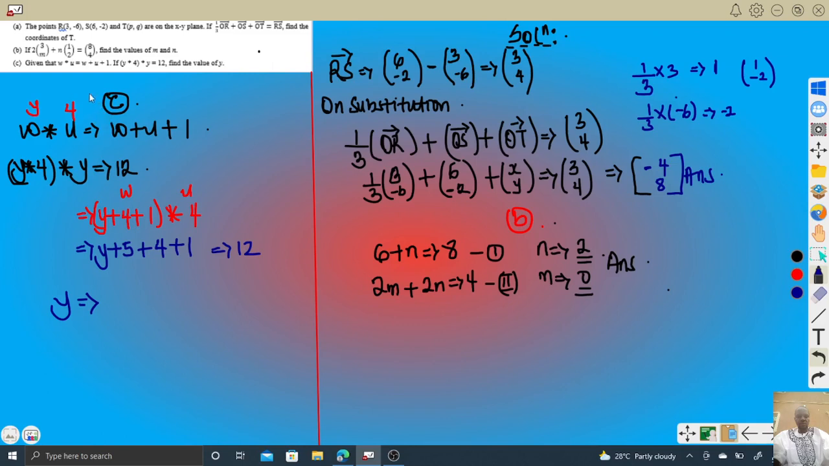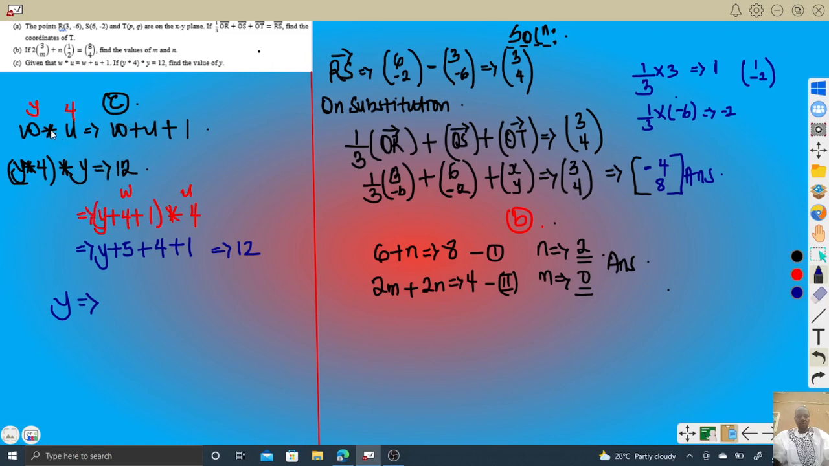We can check again. W asterisk U is W plus U plus 1. W, that is y plus 4 plus 1. So then y plus 4 plus 1 is asterisk with this again. Then W is this, y plus 4 plus 1. Yes, asterisk. Then U is equals to 4. We have to be careful about this question because I'm seeing a mistake somewhere, which is unlike me.